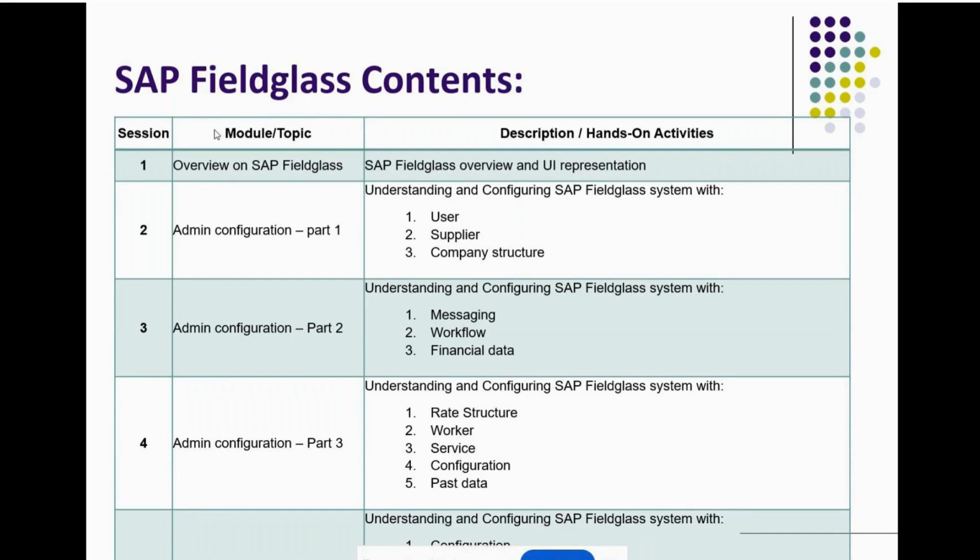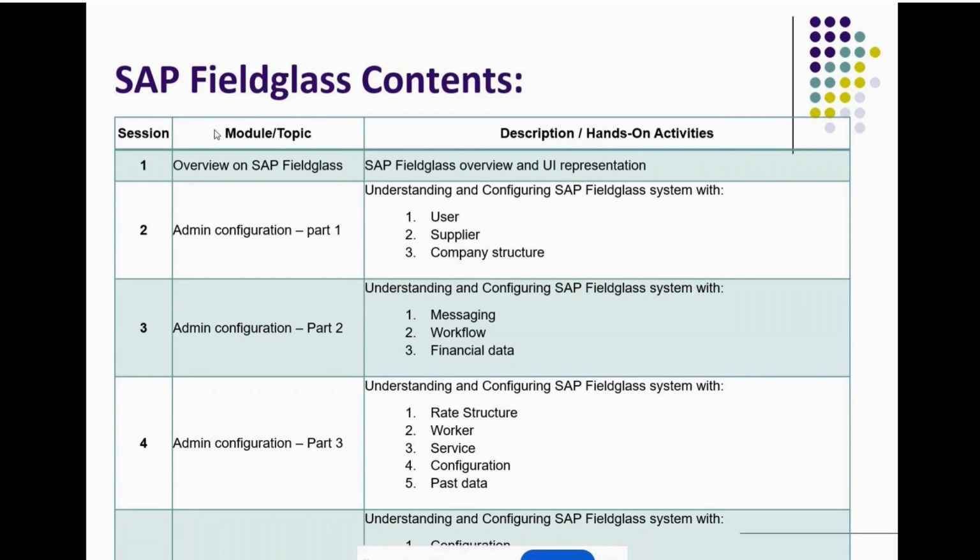User is just a user role, what access you have in the Fieldglass system. That is common for both, not specific to the module. Supplier is specific to the module, like what supplier it is. For example, suppliers can be for an IT firm, a commerce firm, or financial firms. These suppliers are all segregated in this system, and that is how we configure the system. Company structure is again a common one: what legal entity we are using, and what cost centers we are using. I'll describe these terms in upcoming sessions.